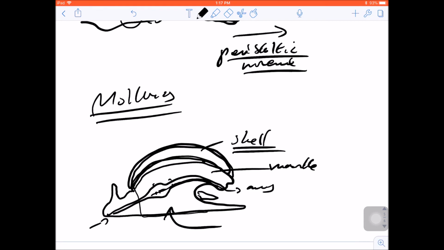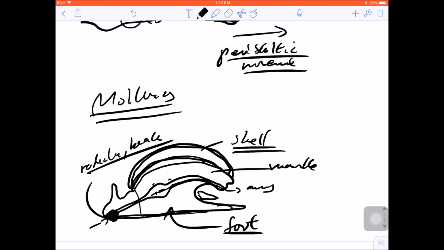Most mollusks have a big fleshy lobe on the bottom, which is called the foot, or the head foot. And then often they have feeding structures right here. It can be a radula or a beak, those are the two feeding organs associated with the mouth. Radula, beak, depending on the group.